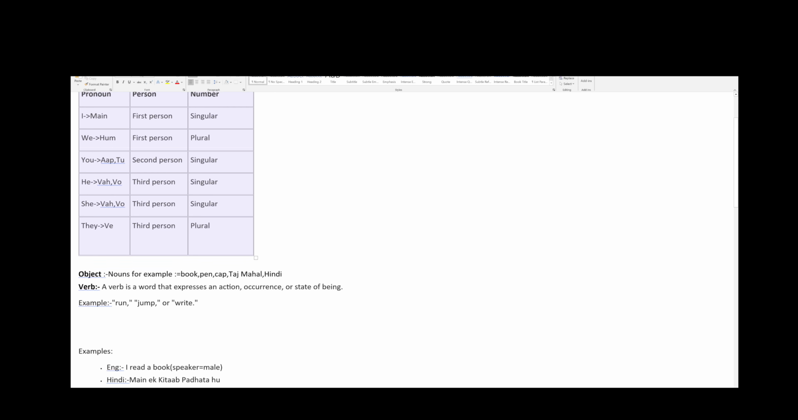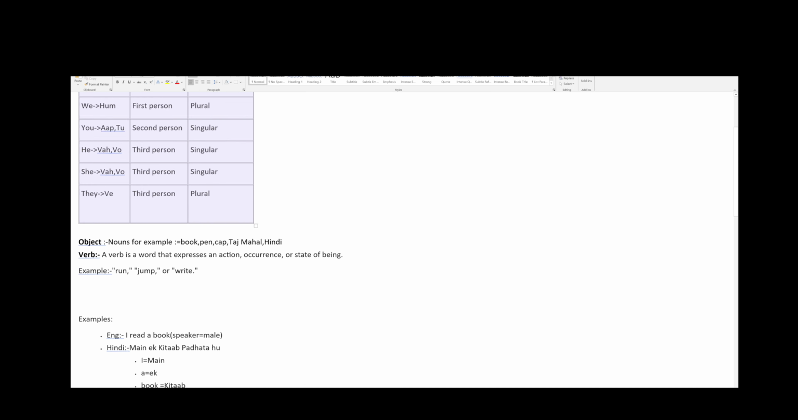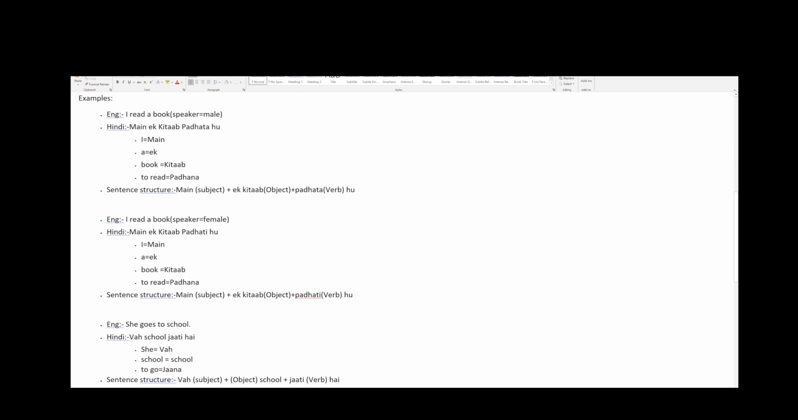Next is verb. So what is verb? A verb is a word that expresses an action, occurrence or state of being. For example, run, jump or write. Few more examples like swim, read. Okay. So here I have few examples for you that I am going to show you. So my first example is I read a book. Okay, this is my English sentence. Now I am going to convert it into Hindi.